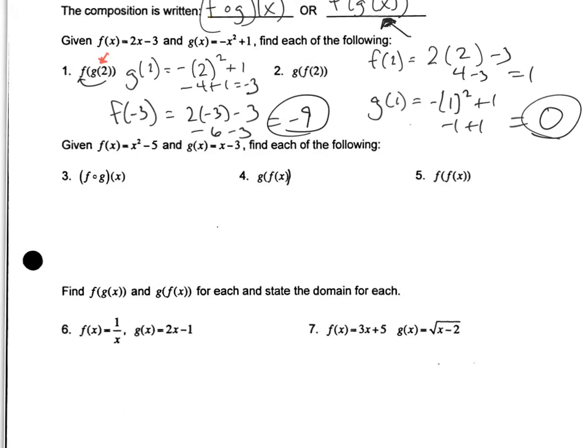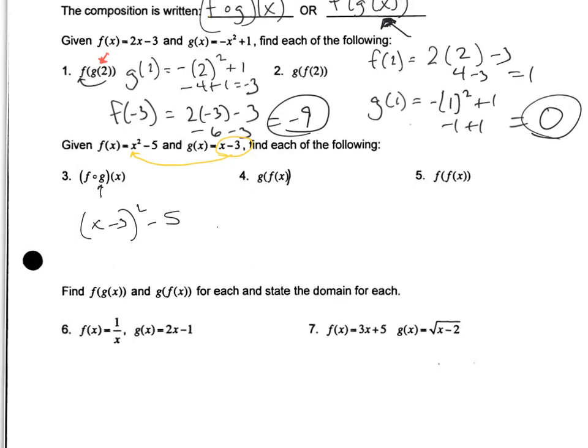So now let's take a look at these. We're going to do the variables, no more numbers. Our answers will have x in it. So again, you start with g and you put that inside f. So I'm going to start here. I'm going to put that into f. So f says something squared minus 5, and my something is x minus 3.